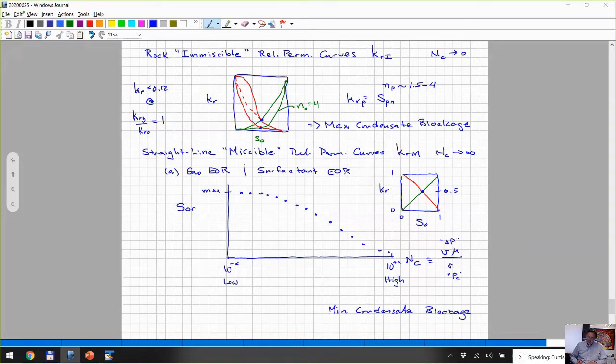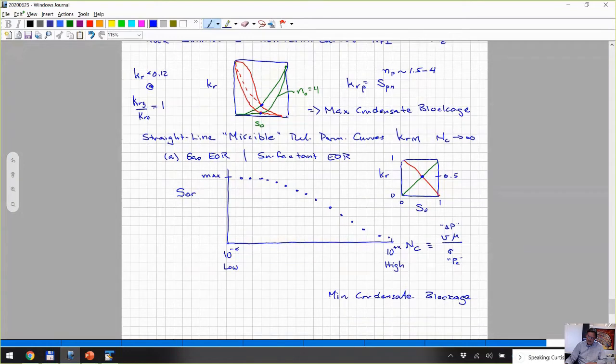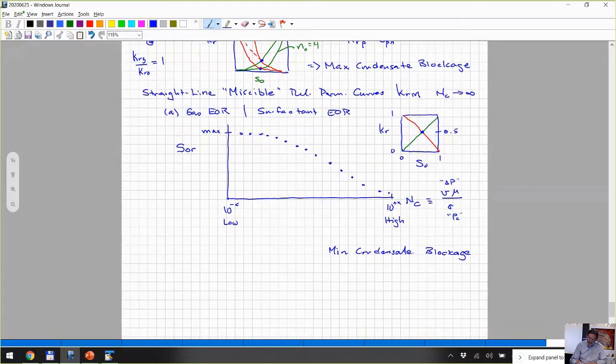So that's kind of a starting point for assessing whether condensate blockage is important or not. But these define the outer boundaries. So assuming zero blockage is not the outer boundary. Okay, it's straight line relative permeability.